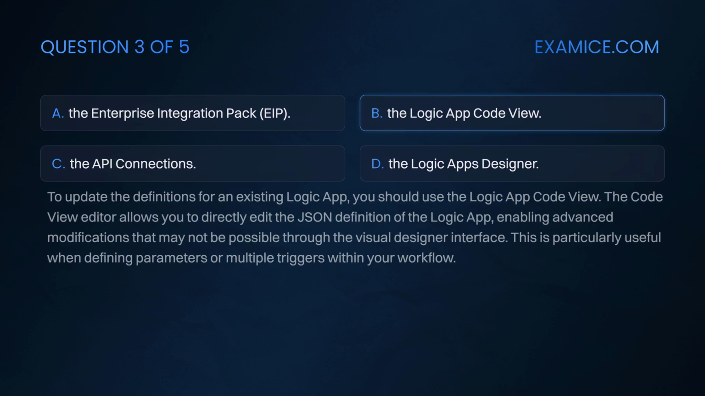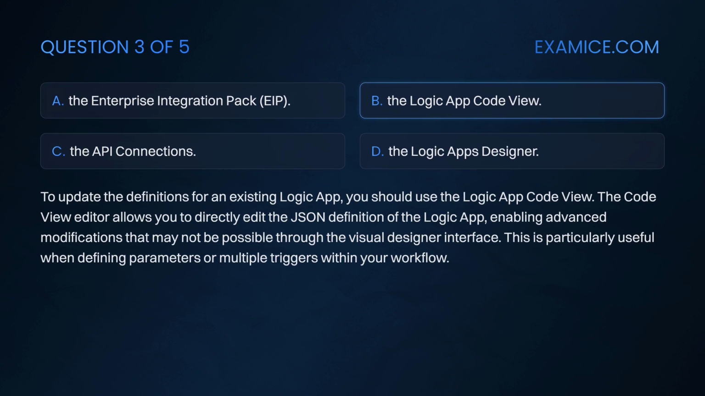To update the definitions for an existing logic app, you should use the Logic App Code View. The Code View editor allows you to directly edit the JSON definition of the logic app, enabling advanced modifications that may not be possible through the Visual Designer interface. This is particularly useful when defining parameters or multiple triggers within your workflow.